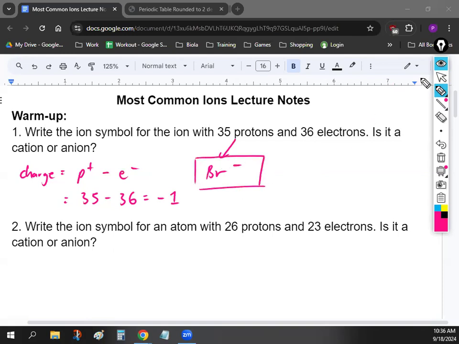Okay, and there you go. That's how you write the symbol for this ion right here. The protons give you Br, the element, and then 35 protons minus 36 electrons gives you the charge, which is -1. And we just write a minus sign for -1.